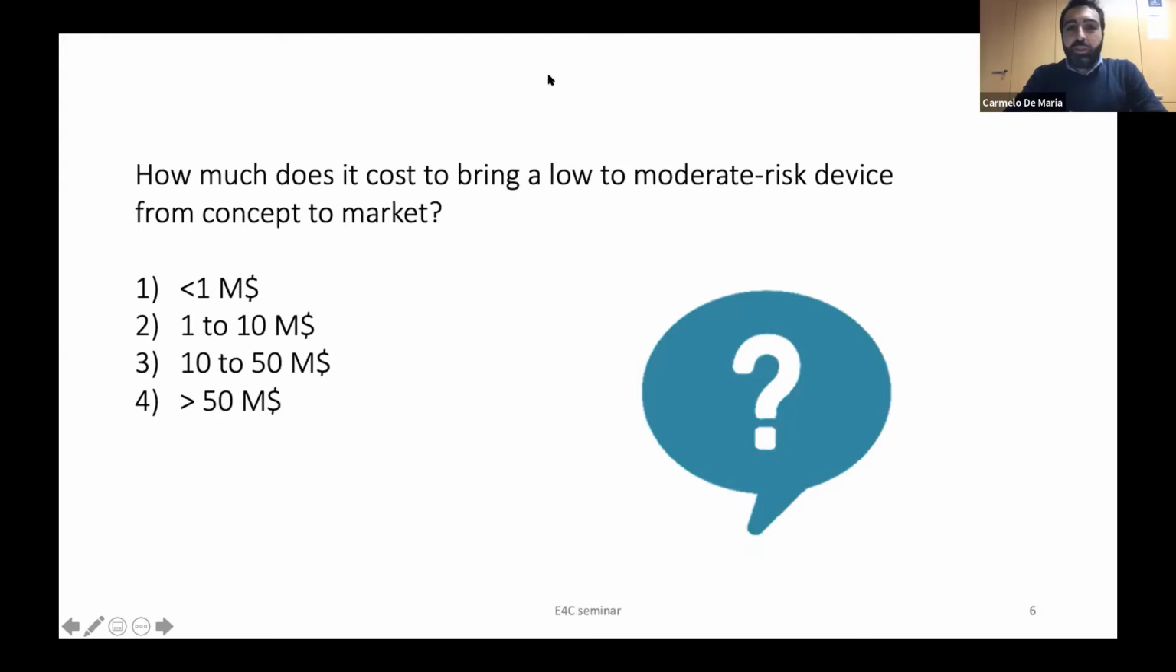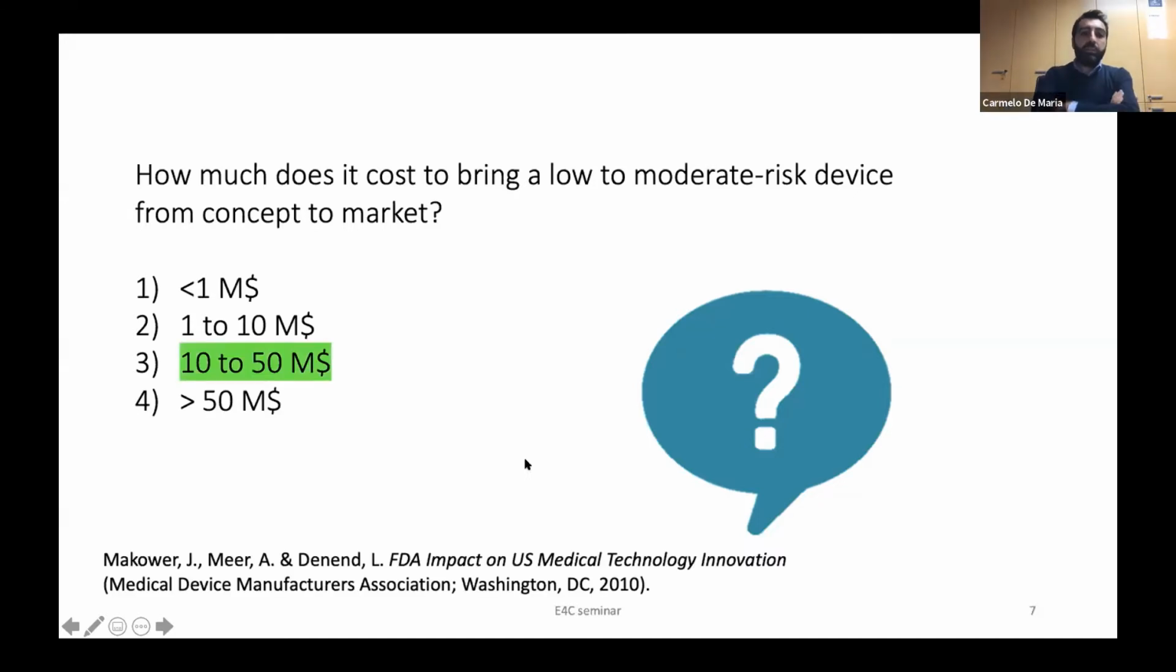From 1 to 10 million, the majority of you tried to respond. Actually, the correct answer is number 3. It's pretty expensive. This is an estimation that I found in some reviews, and then I looked at the original paper.